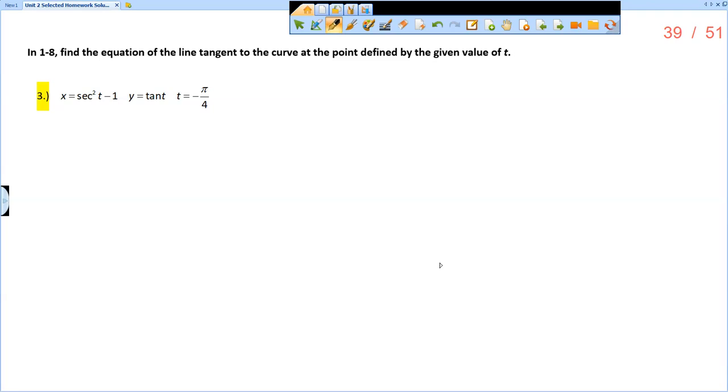This is the solution video for section 2.6, problem number 3. Find the equation of the line tangent to the curve at the point defined by the given value of t. So x equals secant squared of t minus 1 and y equals tangent t, t equals negative pi over 4.